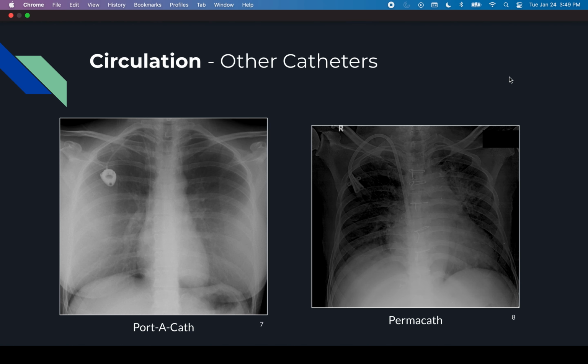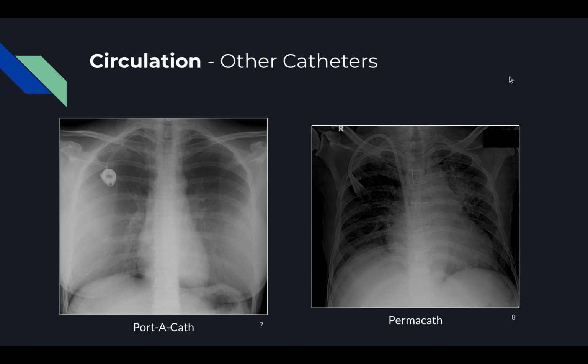Another thing we want to consider with circulation as far as lines and tubes go are other catheters. These two images are both from Radiopedia cases, and the one on the left is showing us a portacath identified here. We can see that the tip is projecting right over the right atrial space, so that's appropriately placed. And then on the right, this image shows a dual lumen permacath.